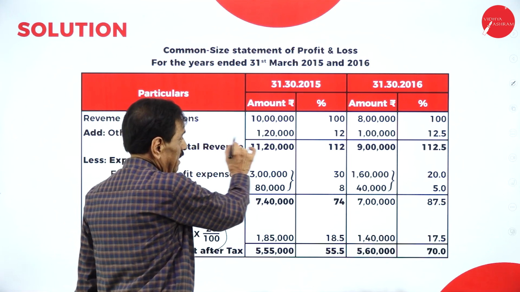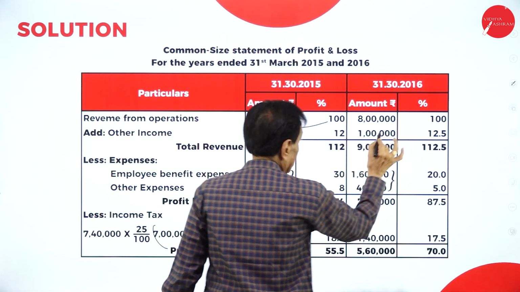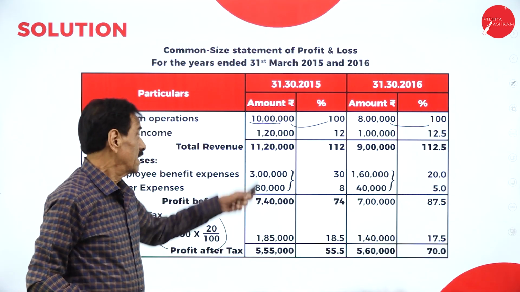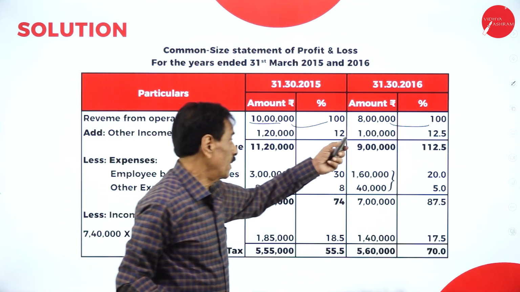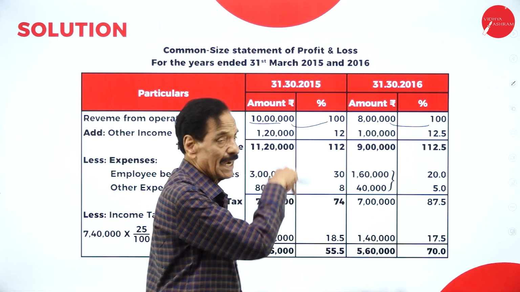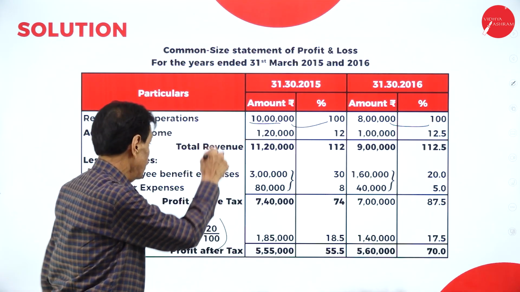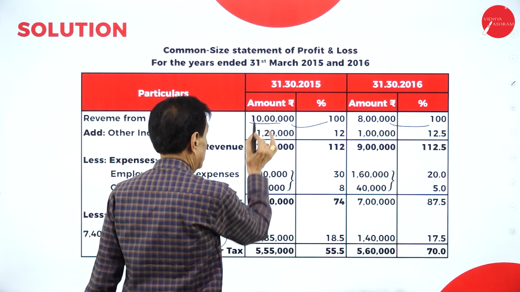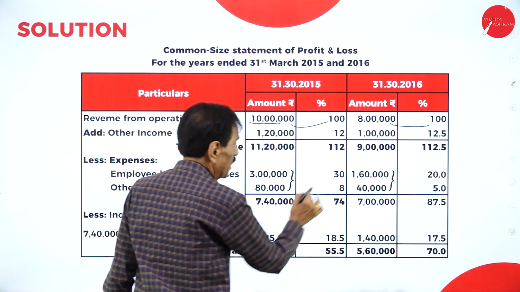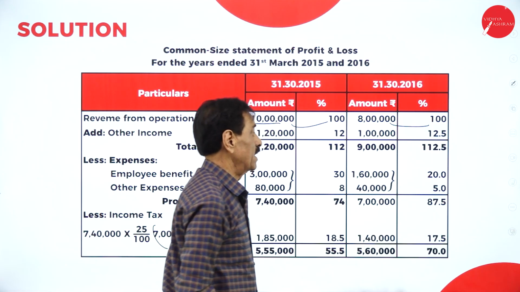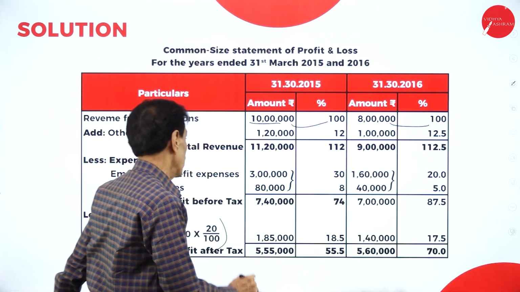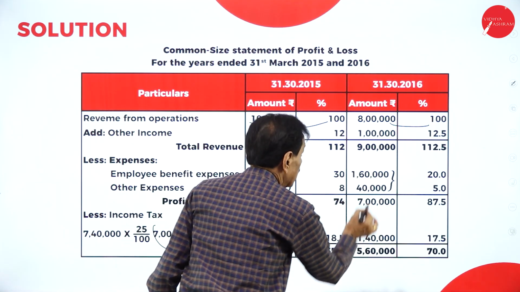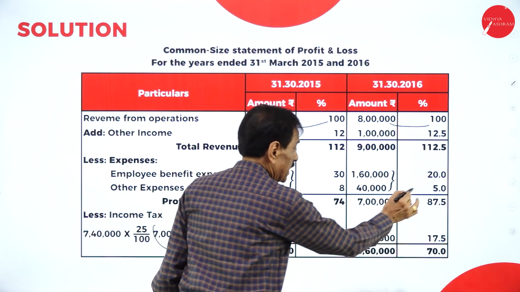Very easy. Take this as 100. Then other income 1 lakh 20 divided by 10 lakh into 100, 1 lakh divided by 8 lakh into 100. Add this figure. Expenses, employee benefit 3 lakh divided by 10 lakh into 100 is 30. 1 lakh 60 divided by 8 lakh into 100 is 20. 80,000 divided by 10 lakh into 100 is 8. 40,000 divided by 8 lakh into 100 is 5.